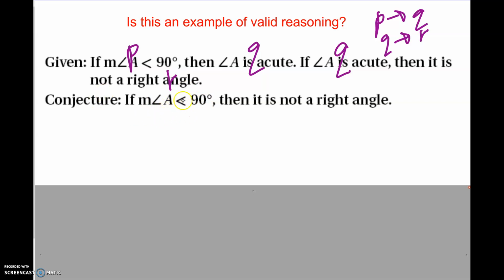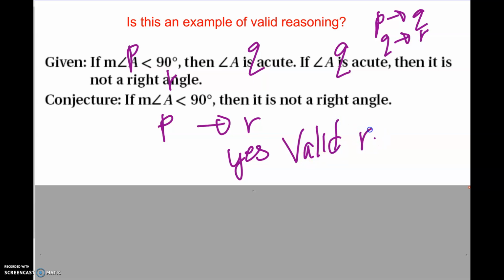Okay, so the measure of angle A, that is P. Then it is not a right angle. Did we get not a right angle, which is R? So yes, this is valid reasoning. Okay, so that's P, acute is new, that's Q. A is acute, that's new. Not a right angle, that's R. So now can our conjecture be P implies R? And that's what happened. So we have some valid reasoning here.